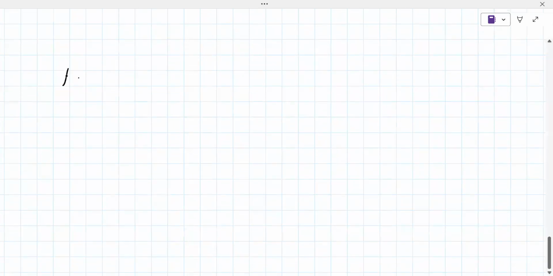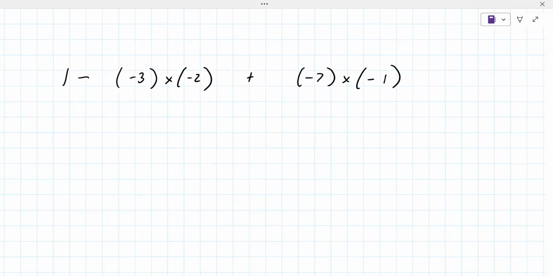Let's say it's 1 minus, and then -3 times -2. Now don't worry too much about the parentheses, which means -3 times -2 plus -1. All right, so I want you to give this one a try, please.